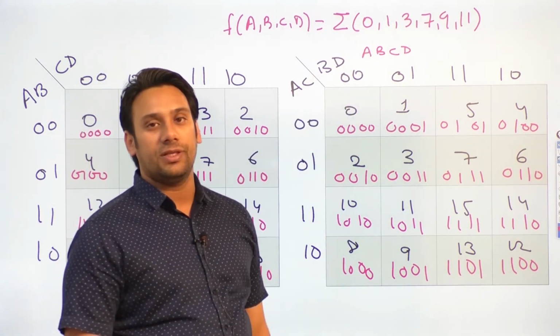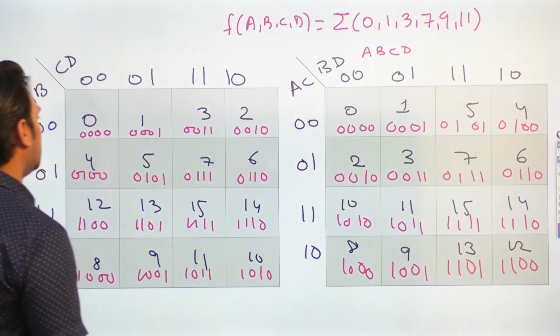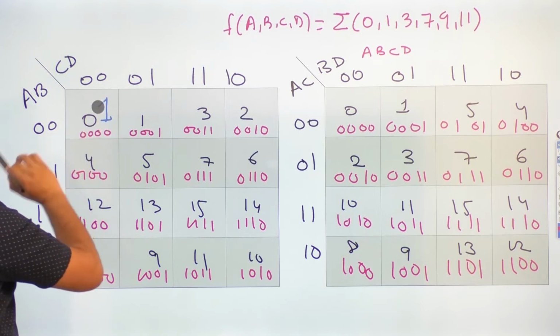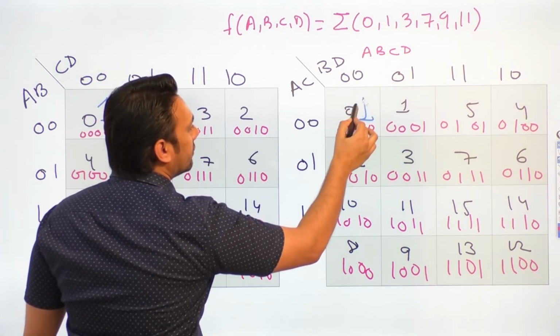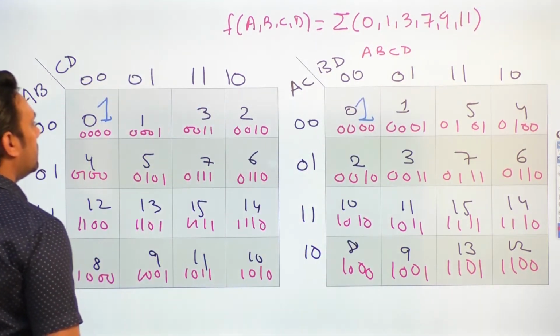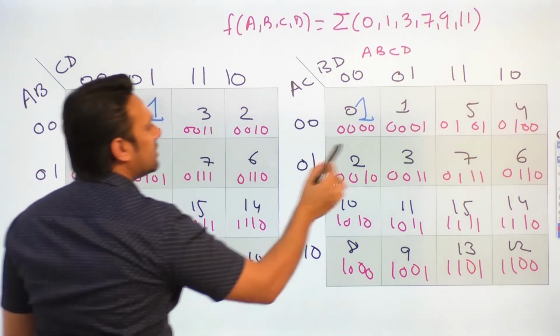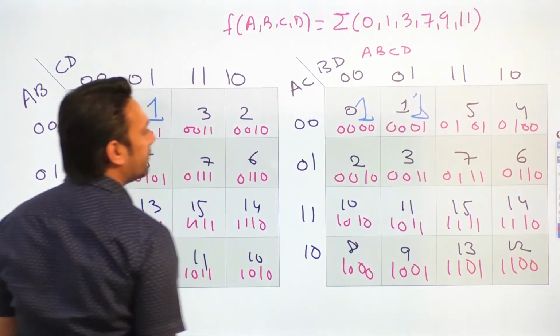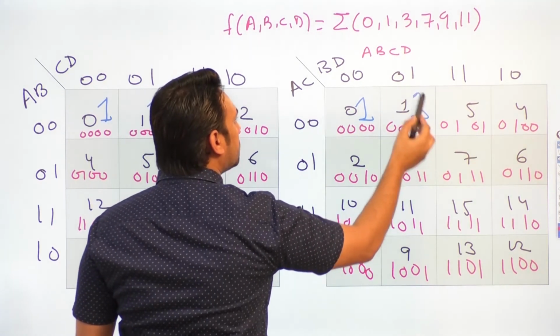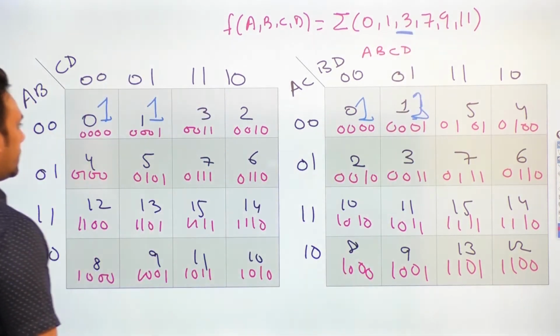So the first product term is having a value at 0. So that means here I have a value 1, and here also I have a value 1. The next we have 1. So here I have a value 1, as well as here also I have a value 1. Okay. Next is 3. So 3 is represented here.